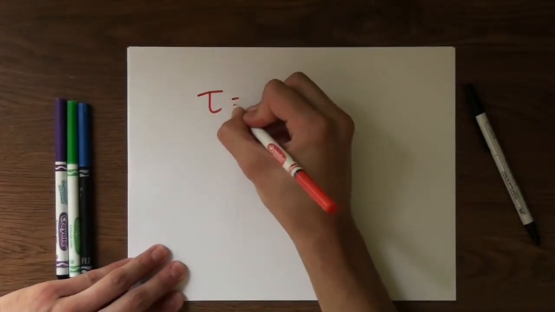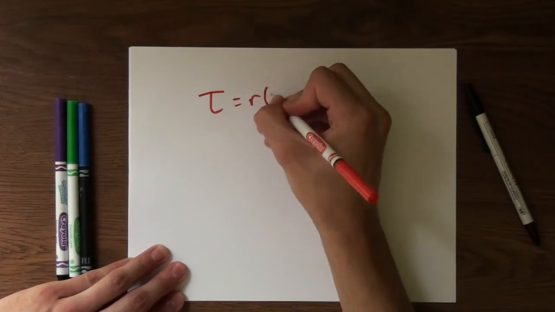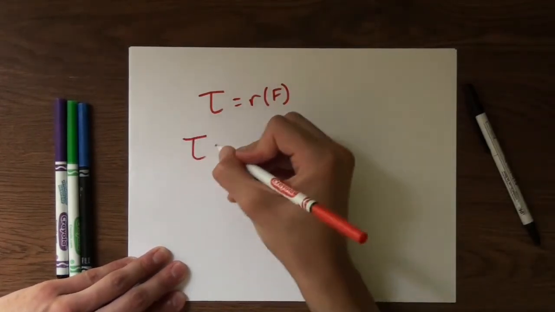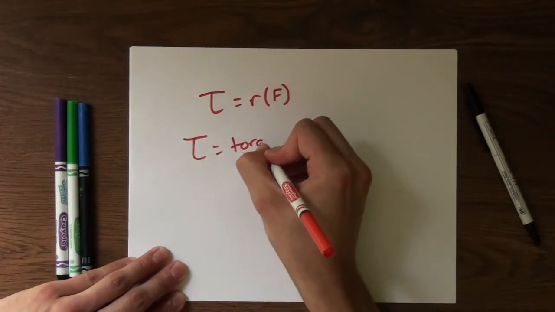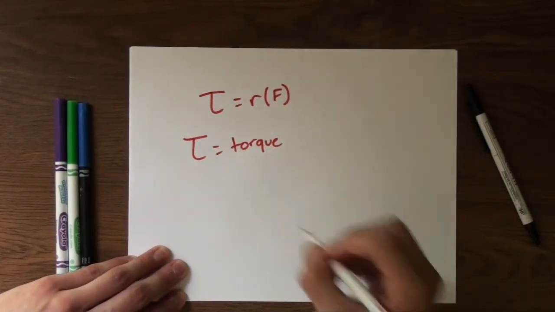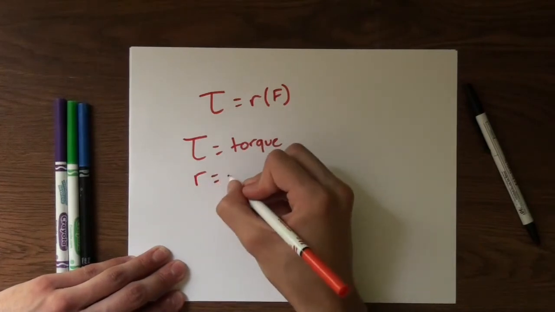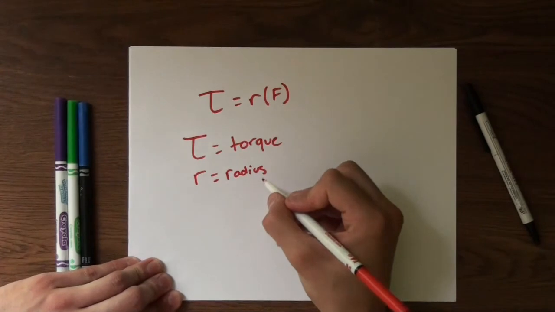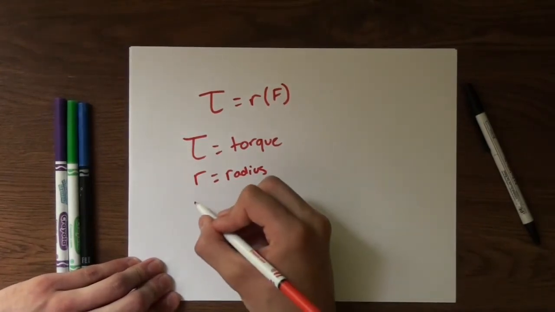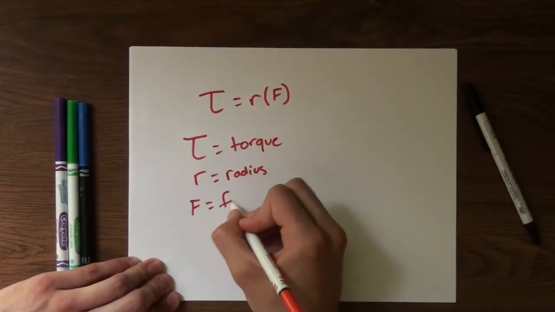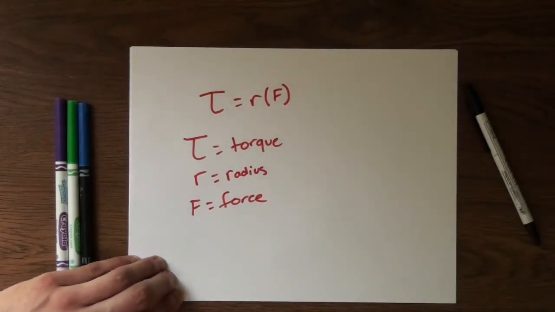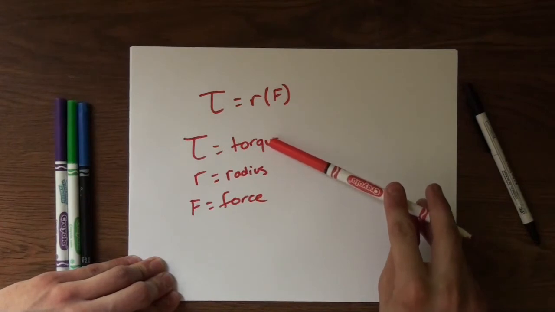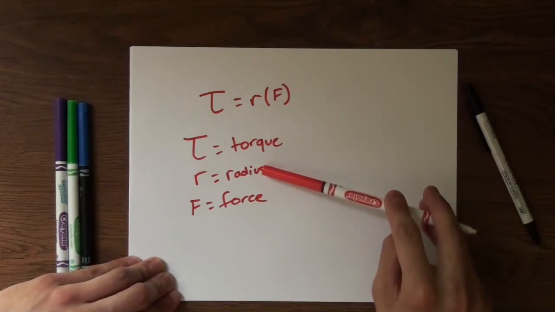T equals R times F. In this formula, T is equal to torque, which is the amount of rotation. R is the radius, which is, in our case, the distance from center that you're going to hit the cue ball, and F is force. So in this equation, you can find out how much the ball will spin if you hit it at different heights from center at different forces.